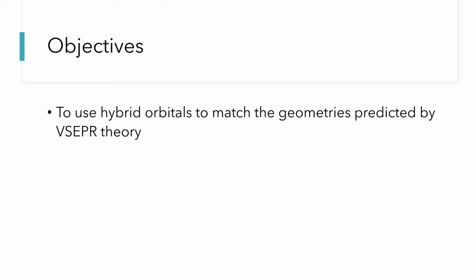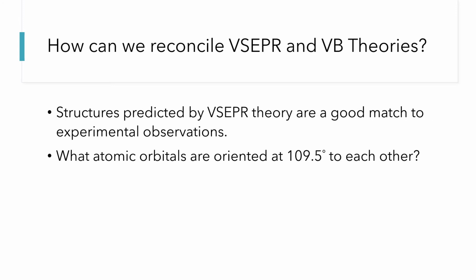Hybrid orbitals will allow us to match up the geometries that are predicted by VSEPR theory with this concept of orbital overlap from valence bond theory. The bottom line is that the structures predicted by VSEPR theory are a pretty good match to experimental observations. When we go in and measure bond angles on something like methane, experimentally we determine it really is about 109.5 degrees.